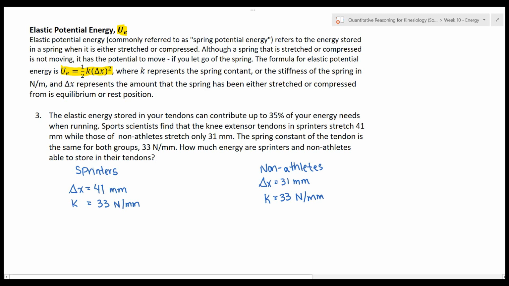How much energy can the sprinters and the non-athletes store in their tendons? So we're looking for UE for the sprinter and we're looking for UE for the non-athlete.